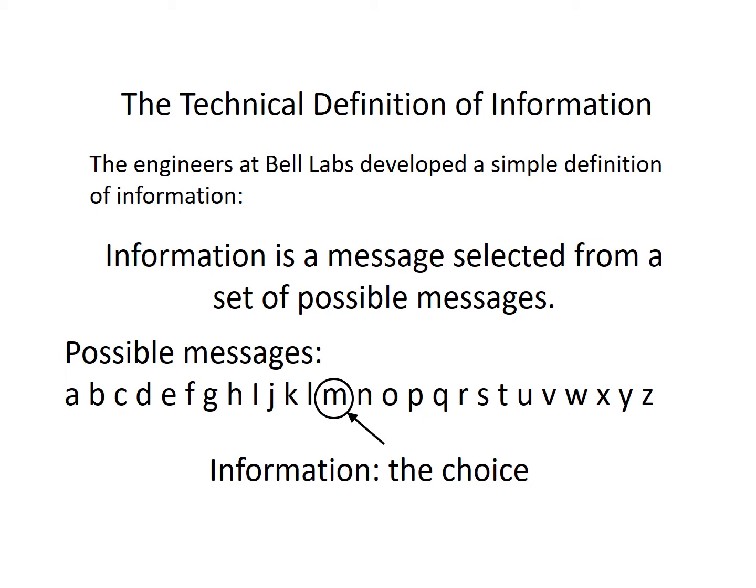Now, the technical definition of information was developed by the engineers at Bell Labs, and they developed a simple definition. Information is a message selected from a set of possible messages. Thus, if you have a number of possible messages, say the alphabet, if you choose one, say the M, the choice is the information.